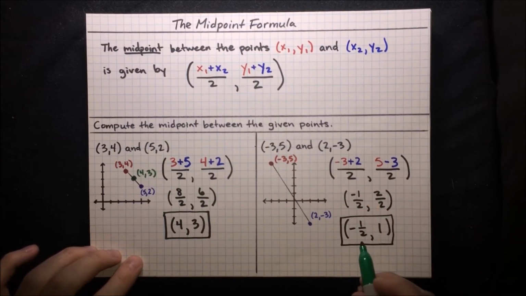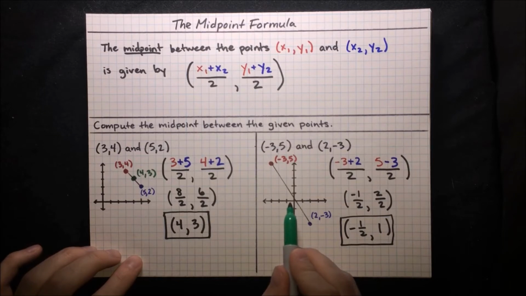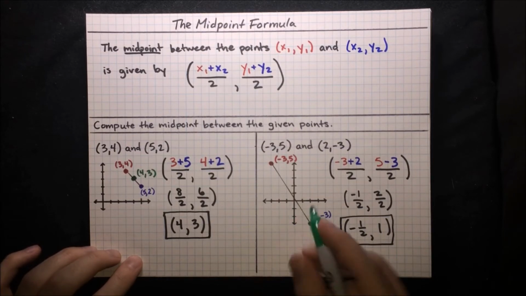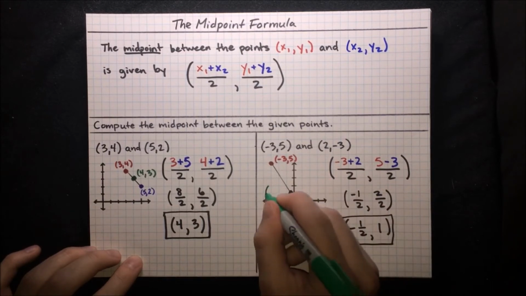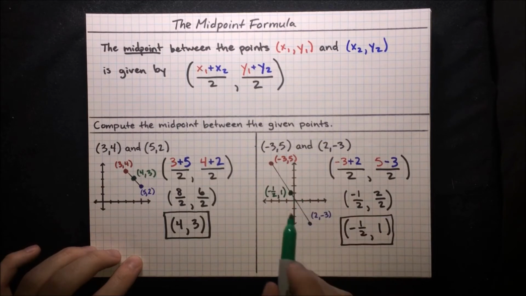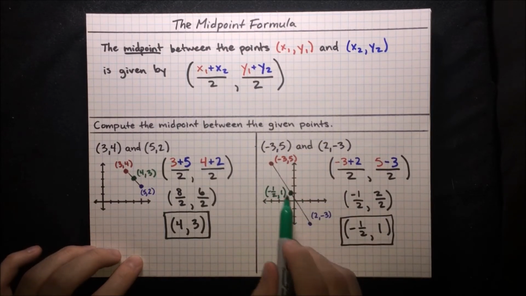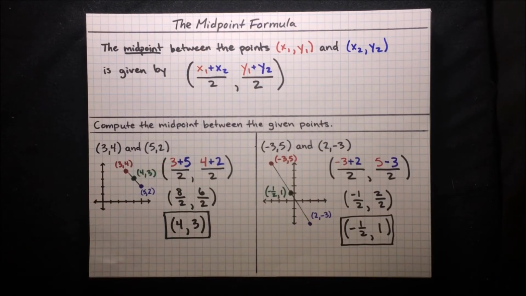Again, let's plot this on the graph. So go to -1/2, that's halfway to the first tick mark, and then 1 up. So it's right over there. Let's label that (-1/2, 1). And does that look right? Yeah, it looks perfectly halfway on the segment between these 2 points. Perfect.